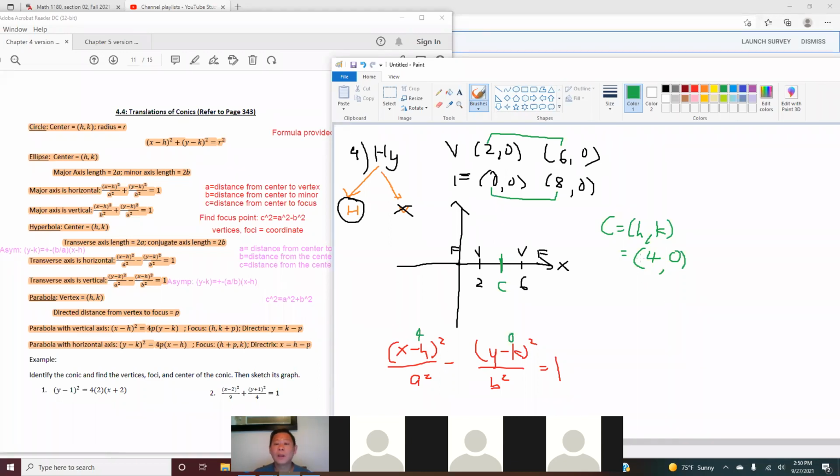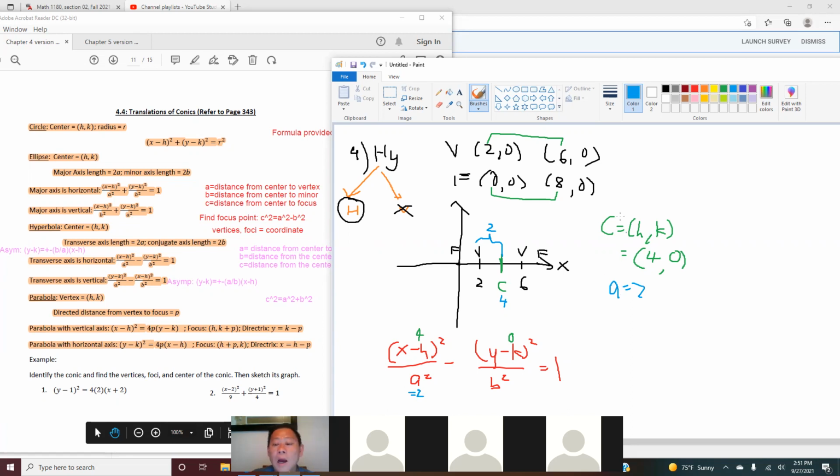Now, can you tell me from here to here, from the center to your vertex, how far is it? 2. So what is that called, A, B, or C? A. So A in this case is 2. Good. So we know A is 2 here.